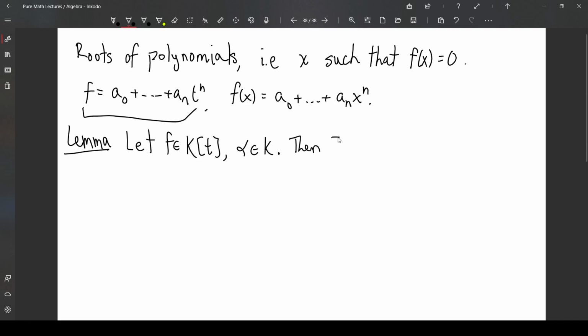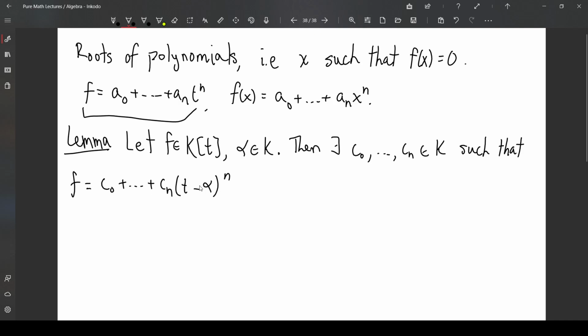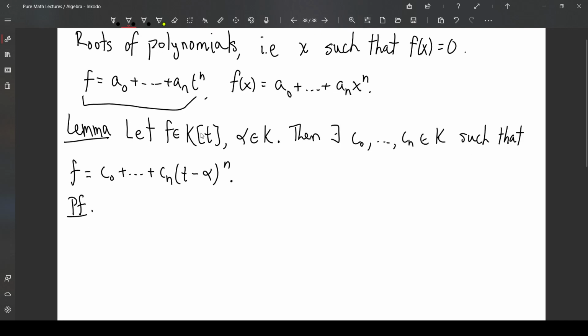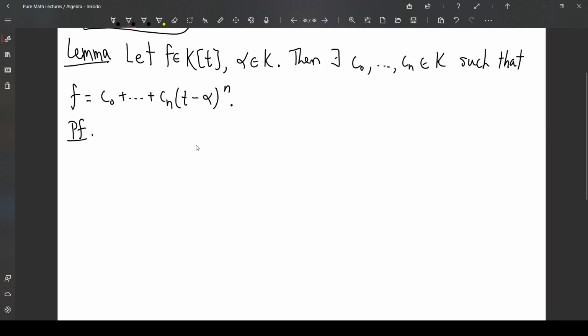Then there exist c0 through cn in k such that essentially I can write f as a polynomial in terms of t minus alpha. Okay. And the proof of this isn't hard. It's just something that we want to separate from the main theorem.